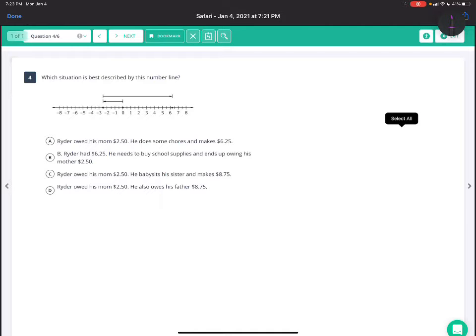Okay, guys, let's look at question 4 of this review. It says, which situation is best described by using this number line? What this question is trying to check for is, number 1, do you understand your vocabulary terms? Do you understand which words will indicate a negative integer compared to the words that indicate a positive integer?